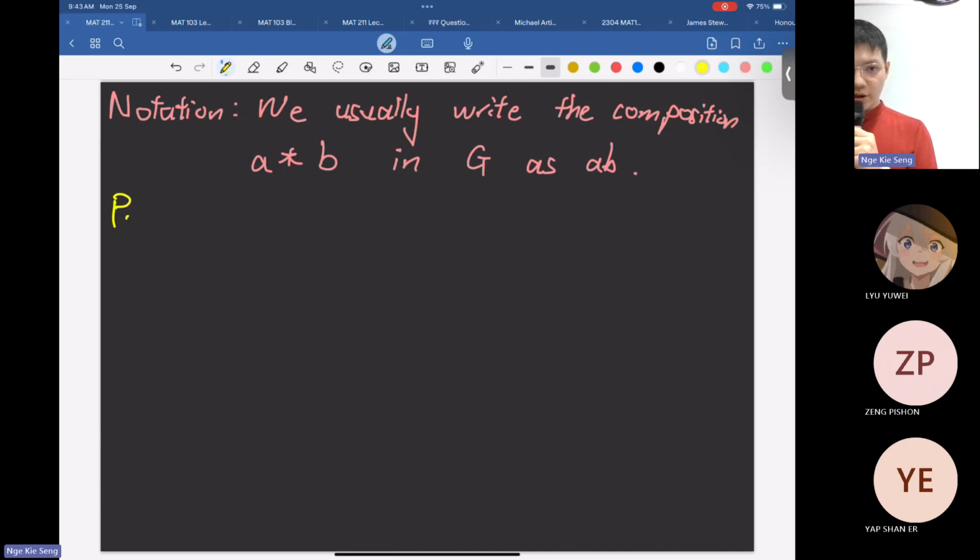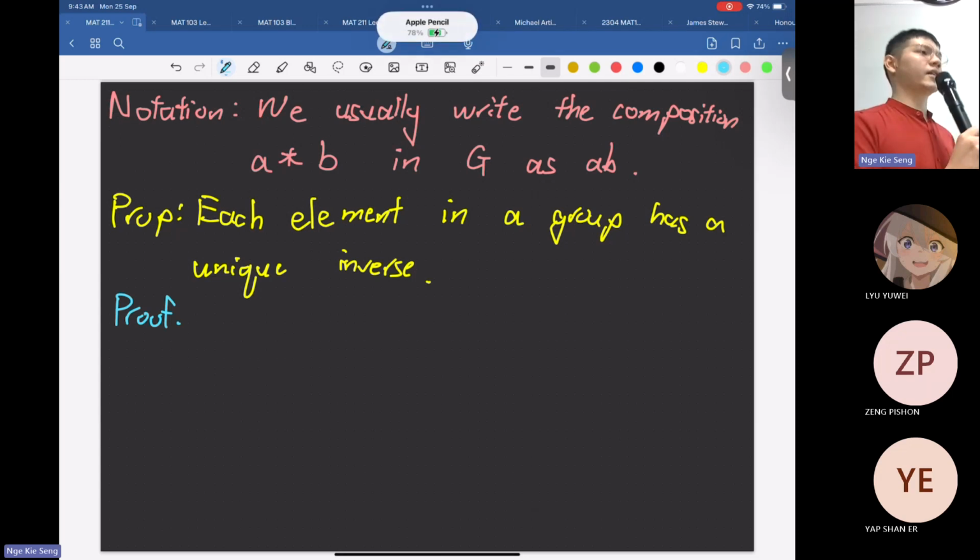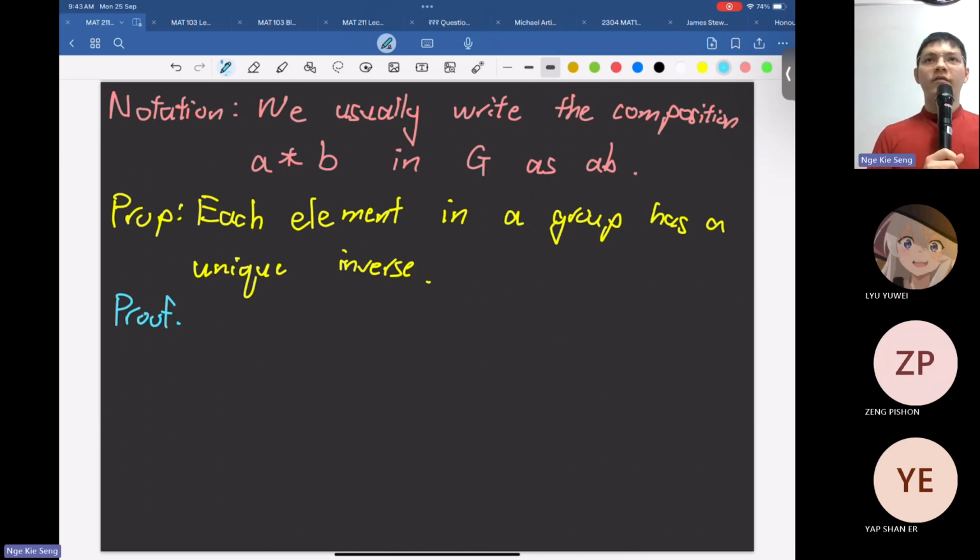Let's check some interesting properties. One property is that each element in the group also has a unique inverse. I give you 5 minutes. Discuss with your friend how to prove this. One idea is you can try and see how the proof works for the identity element. Recall how to start a uniqueness proof.